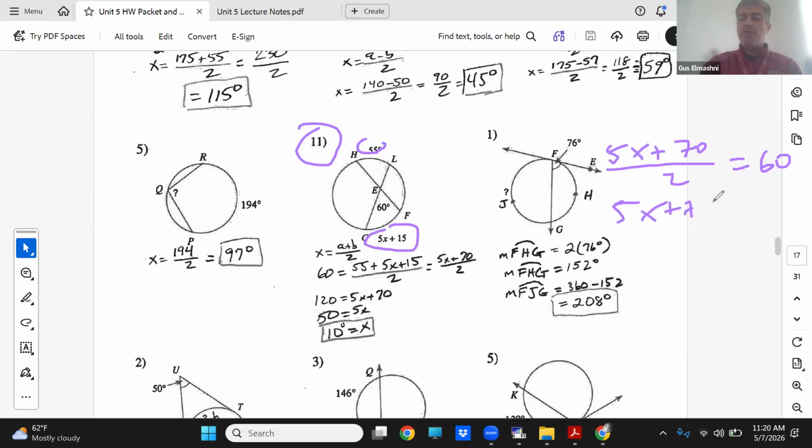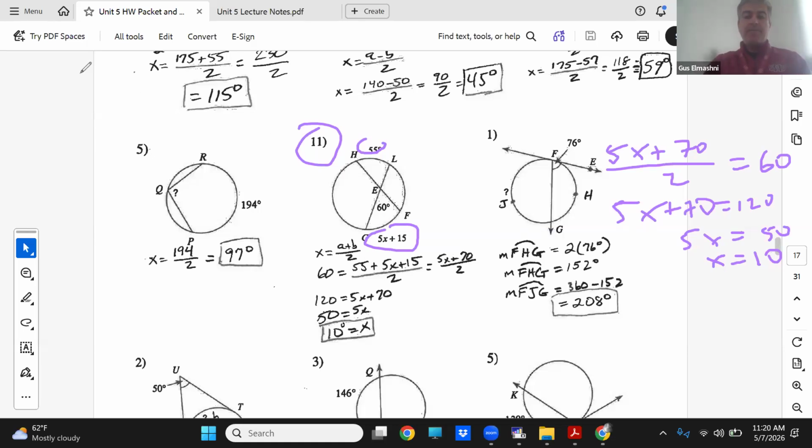So 5x plus 70 equals 120. 5x equals 50. So x should be 10. Keep going. Minus 70 equals 190. Whoa, whoa, whoa, 190. Where'd you get 190 from? Oh, actually you added them. Okay, there you go. That's it. You got it. That was just a careless mistake. Okay. All right. Anything else?